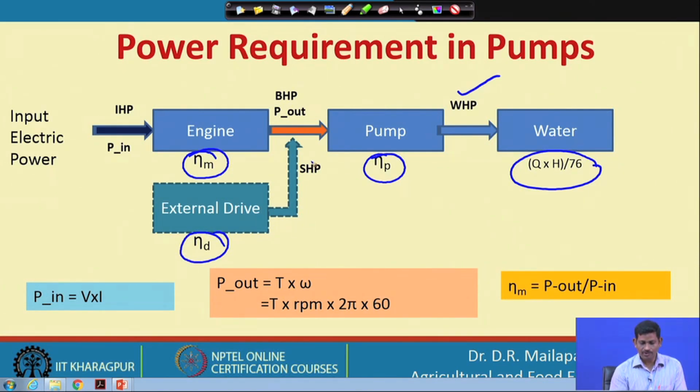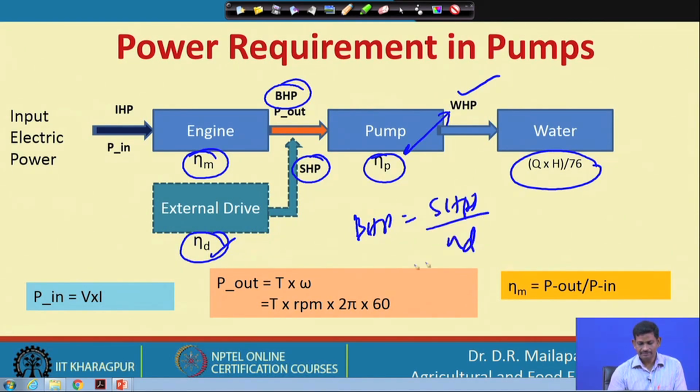So, at this point the shaft horsepower will be equal to WHP divided by NP. So, shaft horsepower, and then the BHP will be equal to SHP in case of monoblock, otherwise BHP is equal to water horsepower divided by ND into NP, or BHP is equal to SHP divided by ND.